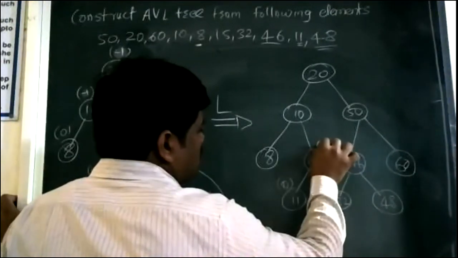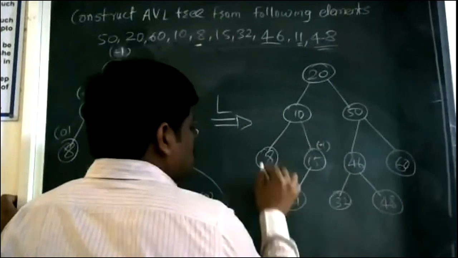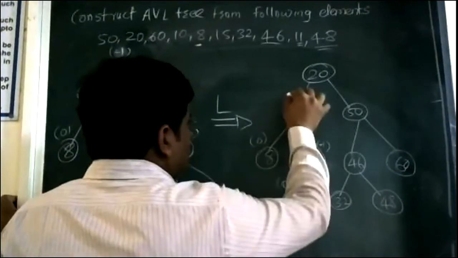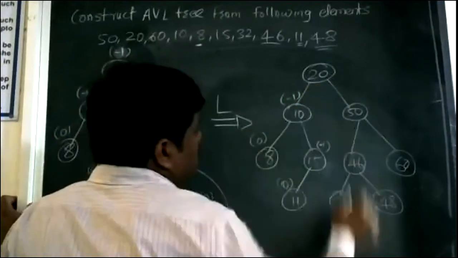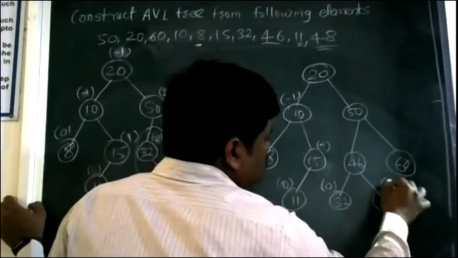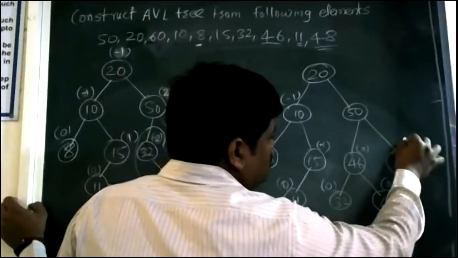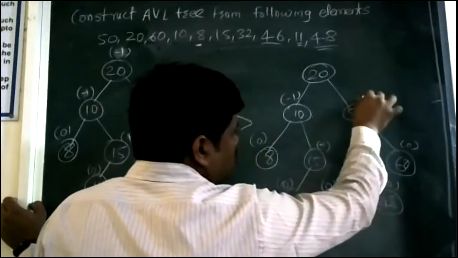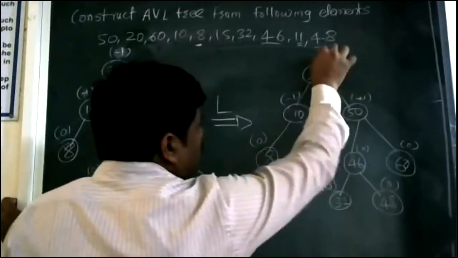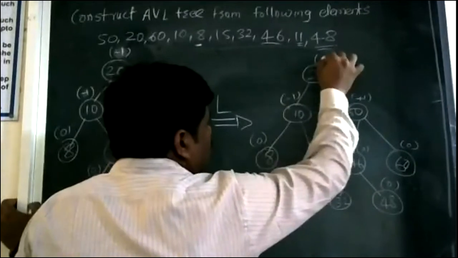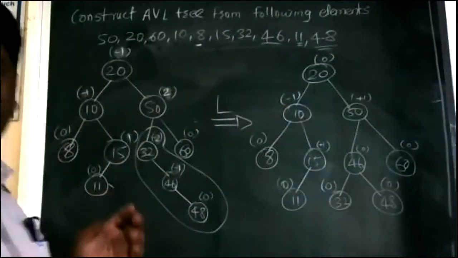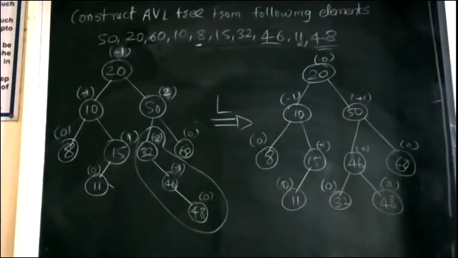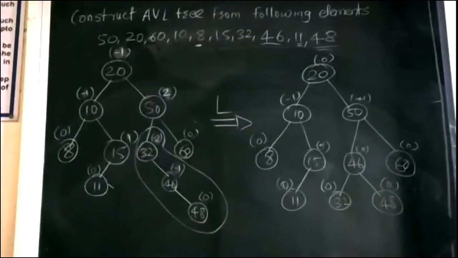Now what is the balance factor of 11? 0 here, plus 1, 0 here, -1, minus 1, here 0, 0, 0, here plus 1, now here 0. Now the tree is balanced. All the balance factors are 0, plus 1 and minus 1. So now finally we have constructed the AVL tree.